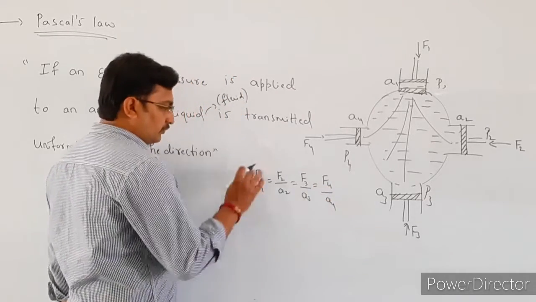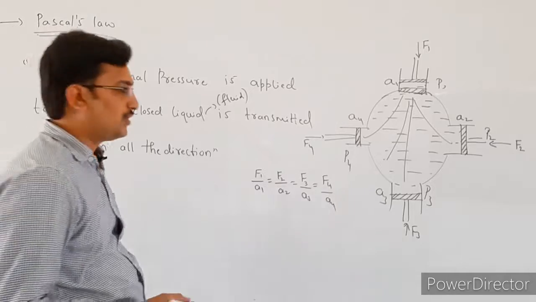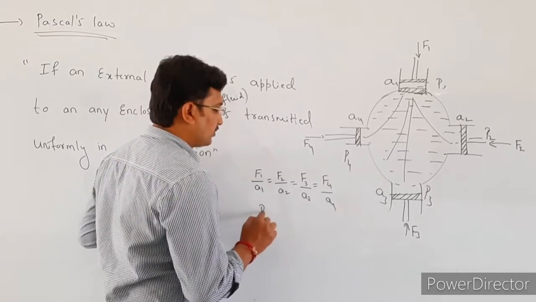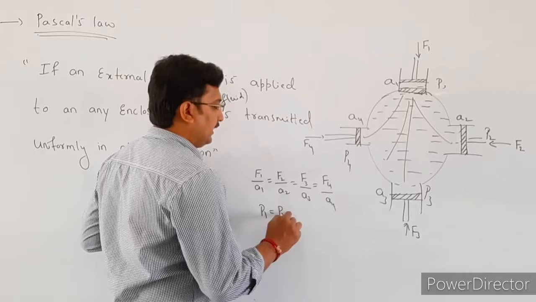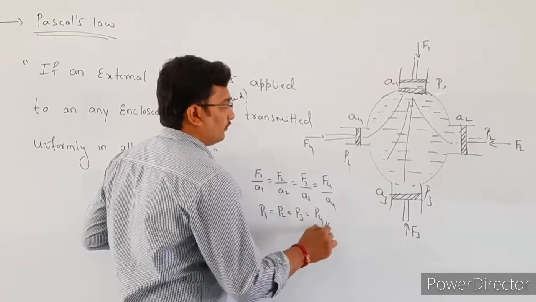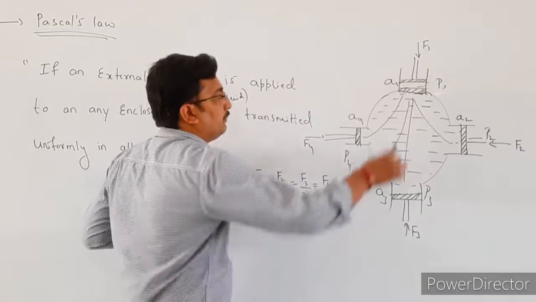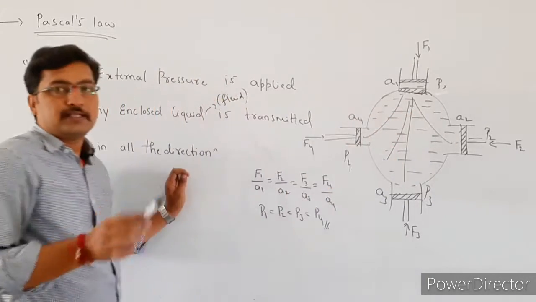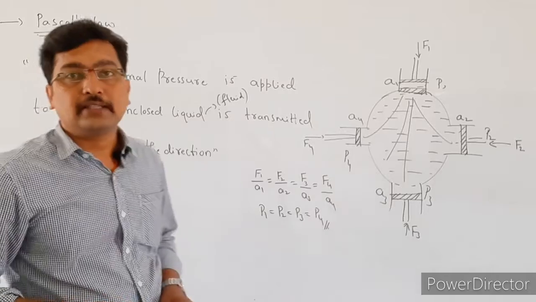So then F1 by A1 is nothing but the pressure. So the pressure at the piston P1 is also the same. P1 is equal to P2 is equal to P3 is equal to P4, right. So this indicates that the pressure at any point is the same.